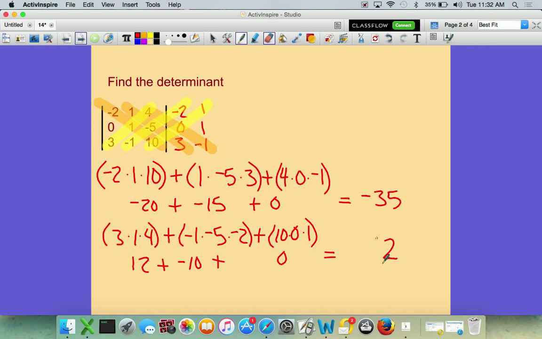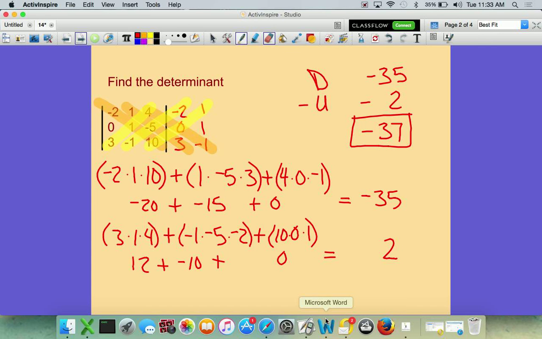Here's our down, here's our up. We're going to take -35, so it's down minus up. We're going to take our -35 minus 2, and we end up with a -37 for our answer here. Always down minus up, recopy the first 2 columns, and then you take the 3 downs minus the 3 ups.